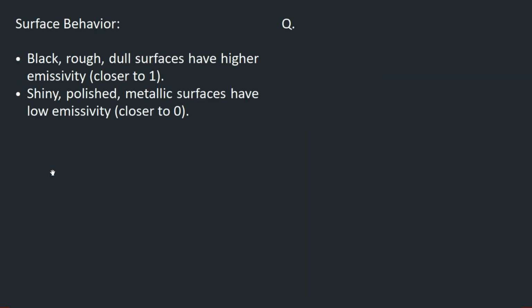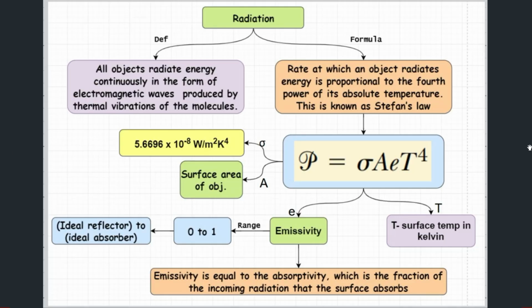I think I have that also. Surface behavior: a black, rough, dull surface has larger emissivity. A shiny, polished, metallic surface has low emissivity, close to 0. Okay, I think I have a flow chart. Okay, guys, if you want to write this off.